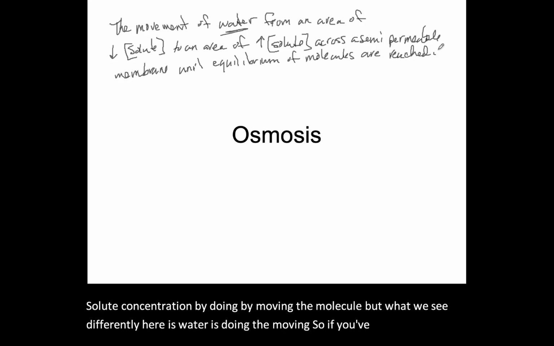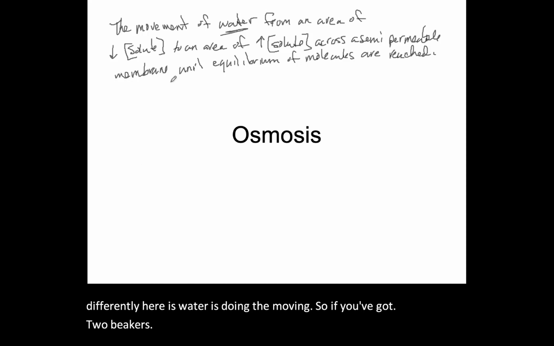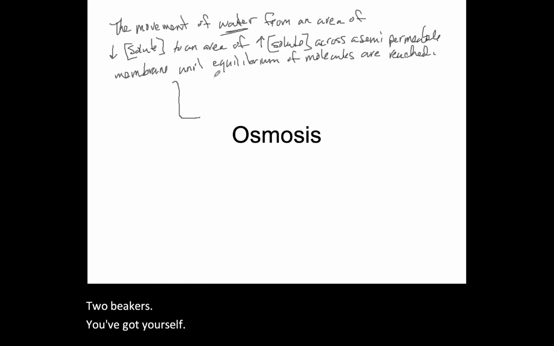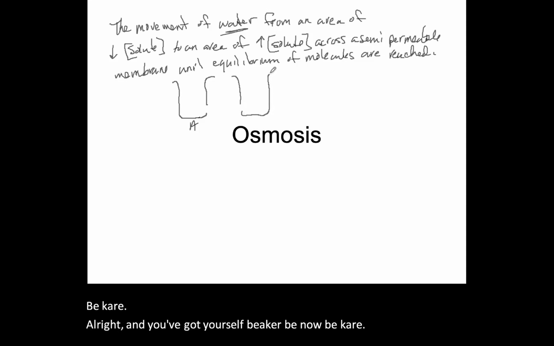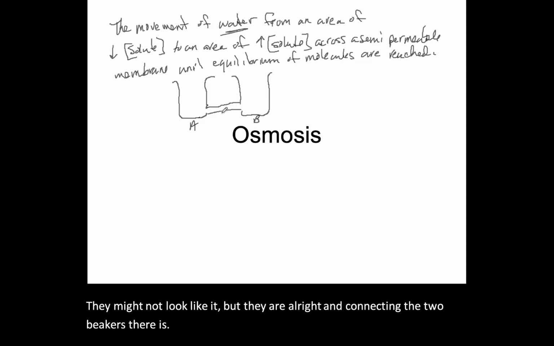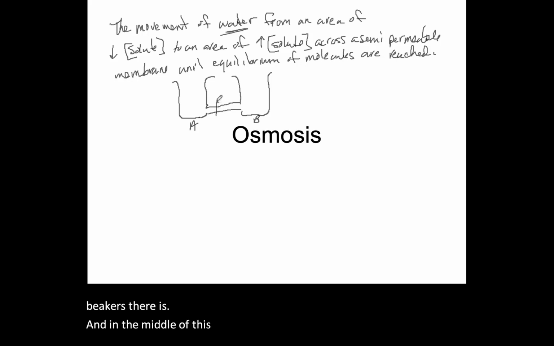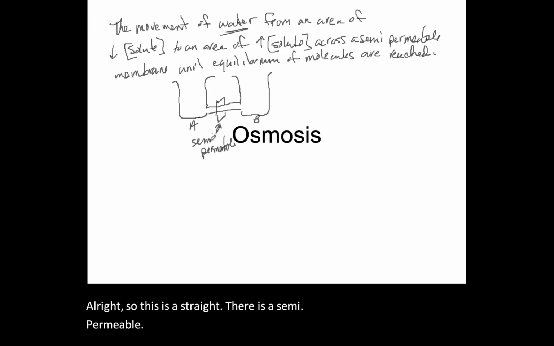So if you've got two beakers, you've got yourself beaker A, right, and you've got yourself beaker B. Now, beaker A and beaker B are identical. They might not look like it, but they are. All right. And connecting the two beakers, there is a tube. Right. And in the middle of this tube, there is a semi-permeable membrane. That's what that is right there.